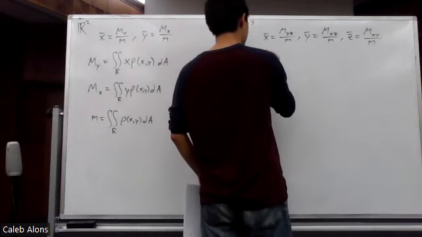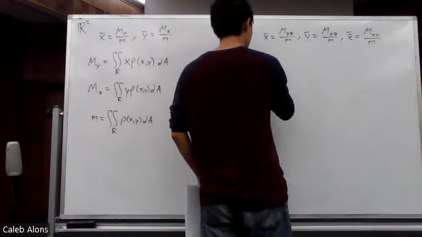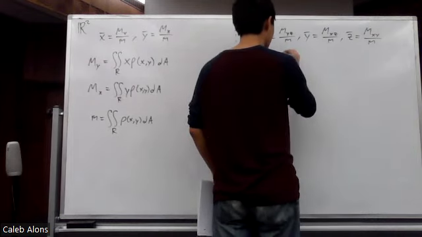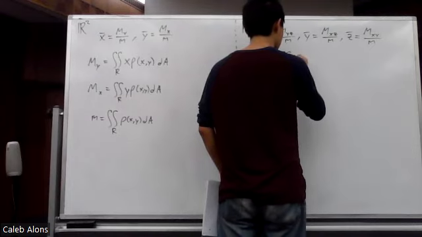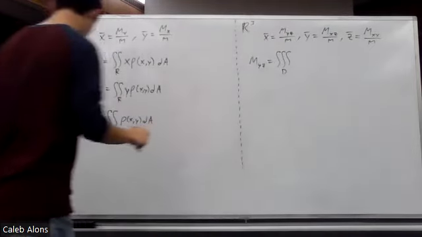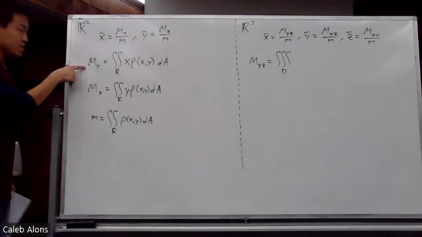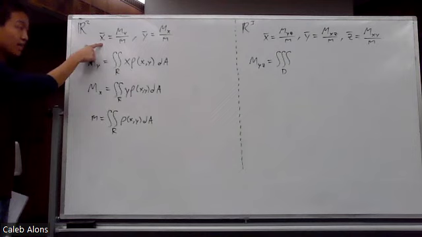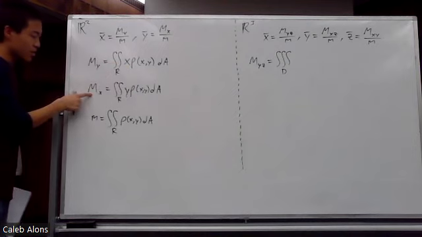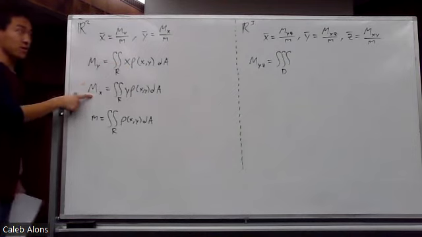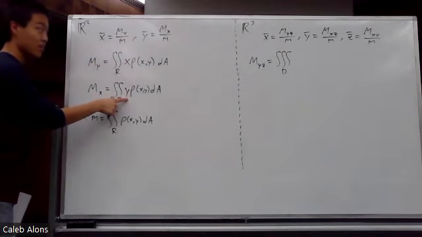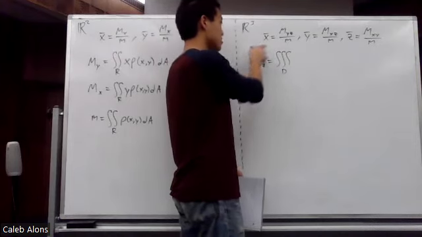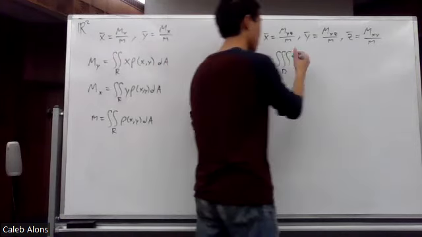So let's take a look at the moment with respect to the YZ plane. You said it's going to be a triple integral, right? So we have a triple integral. Now, here's the pattern. This moment was used to find which coordinate? Yeah, and so we put the x there. This moment was used to find which coordinate? So we put a y. So should it be a stunner that this moment is used to find which coordinate?